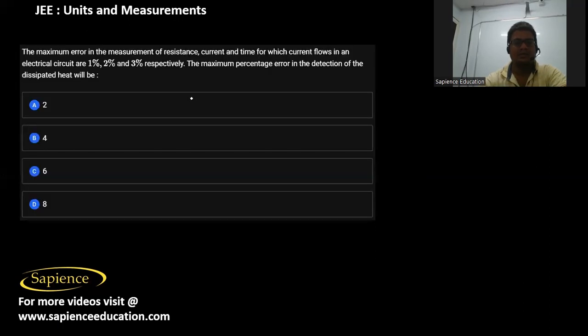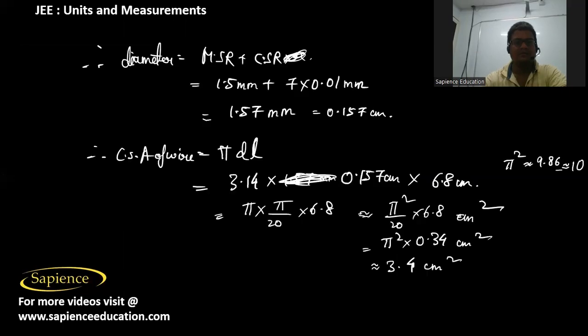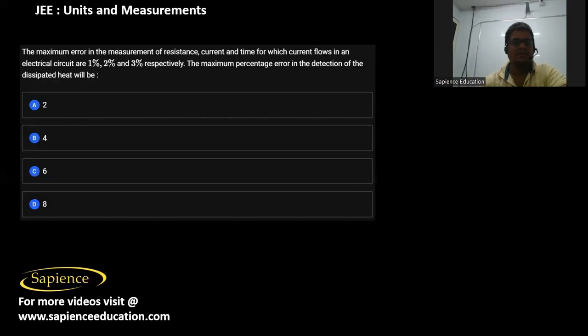Okay. So here it is told that the maximum error in the measurement of resistance, current, and time for which current flows in an electric circuit are this. The maximum percentage error in the detection of the dissipated heat will be. So the heat dissipated is given as I square R into T, which is Joule's law of heating.